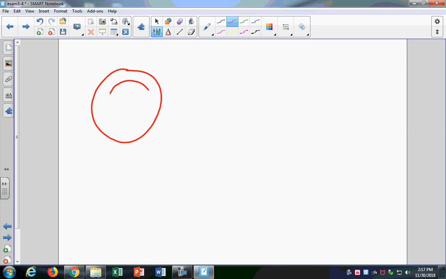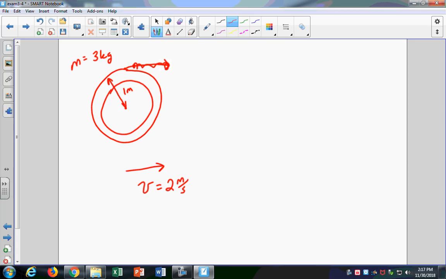But imagine that you have a tire that has a linear velocity. I'm just going to say that the velocity is equal to, I don't know, 2 meters per second. And I tell you the radius of this tire is 1 meter. It's a big tire. And I tell you the mass is 3 kilograms. And then I want to know what is the total kinetic energy.